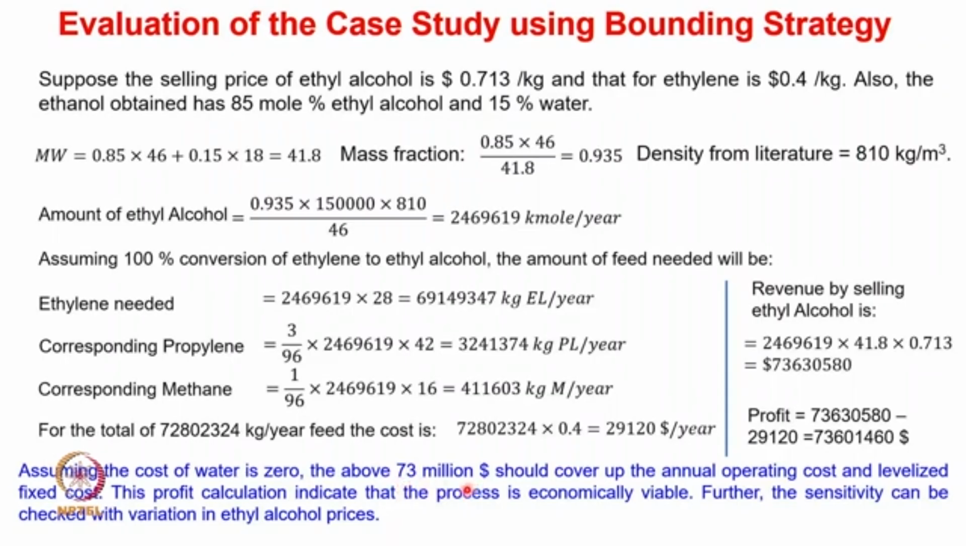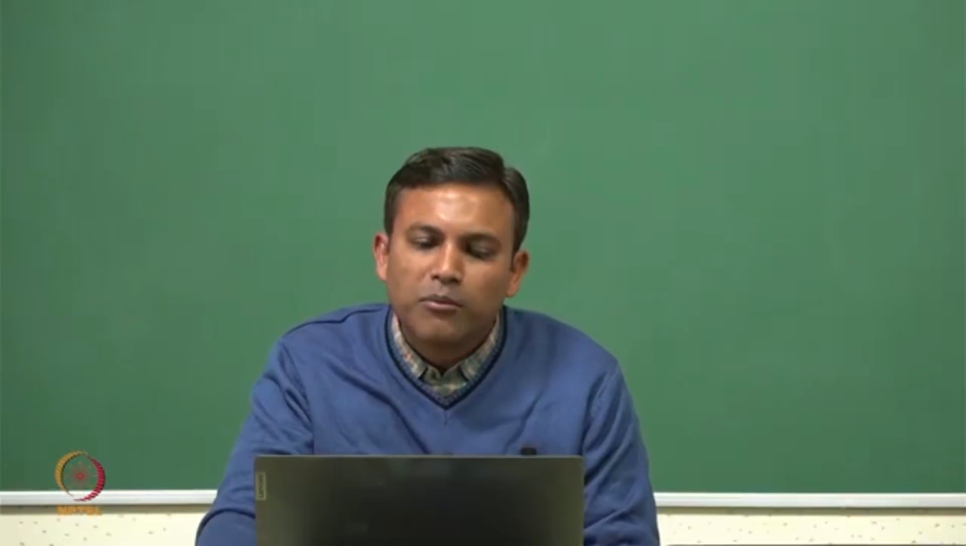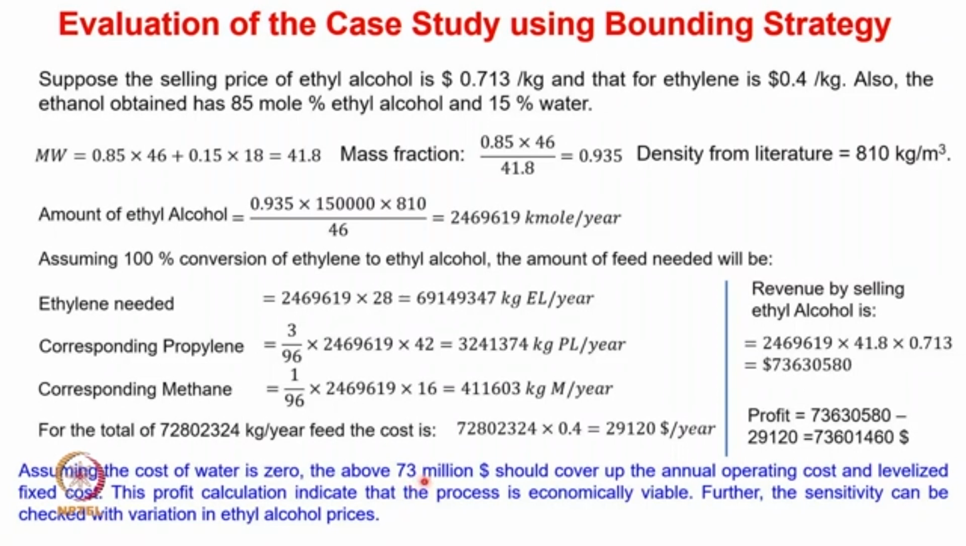So clearly this profit has to cover up the annual operating cost as well as the levelized fixed cost. This profit calculation indicates that the process is economically viable, and we can further look at the sensitivity of all these numbers by varying the cost of the ethyl alcohol prices. So ethyl alcohol price here we have taken as 0.713, but let's say if we assume a 20% plus or minus variation in this, in that case what will be the profit, that we can easily calculate. And with respect to this variation also, we can see whether the process is economically viable or not. So in this case it seems like, since the profit comes around 73 million, this process is economically viable.